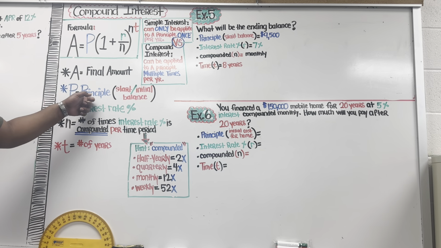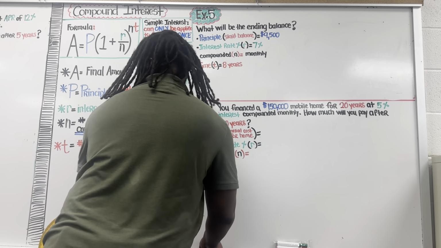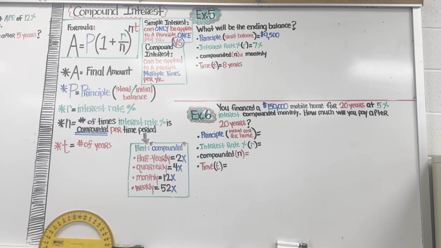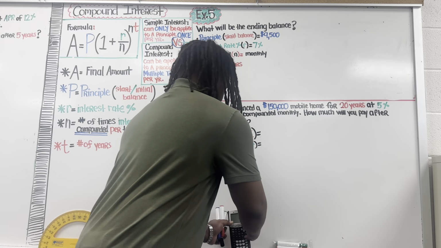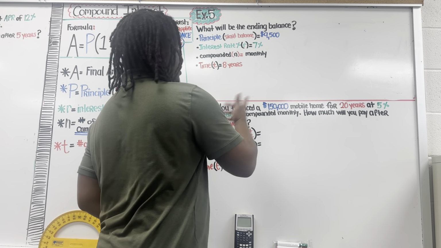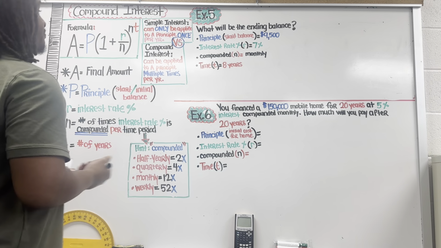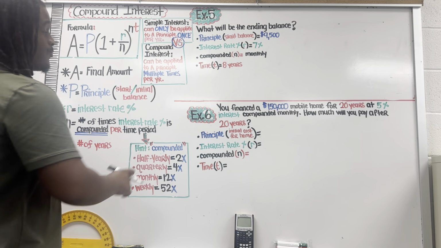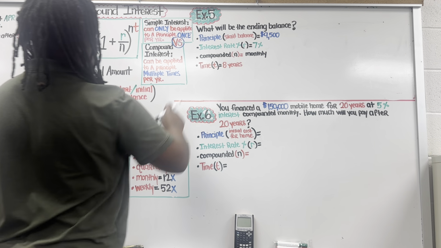And remember, the principal is the start amount, or the initial balance. So let's go ahead and start. Let me get my calculator. Make sure you have a calculator when you do these types of problems, because the numbers can definitely get wacky dealing with the exponents. We're going to cover both examples, so let's start off with example 5.